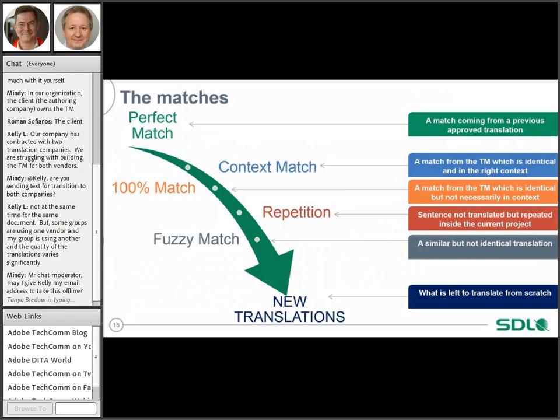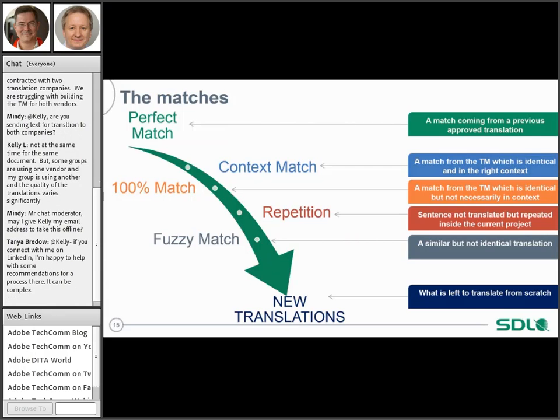And then finally, you have a fuzzy match where the new text is similar but not identical to the previous translation. So sometimes it might even be a negation, so a no is somewhere in the sentence, and so you need to reflect that obviously in the target language while also negating the target. So that is also very interesting technology.